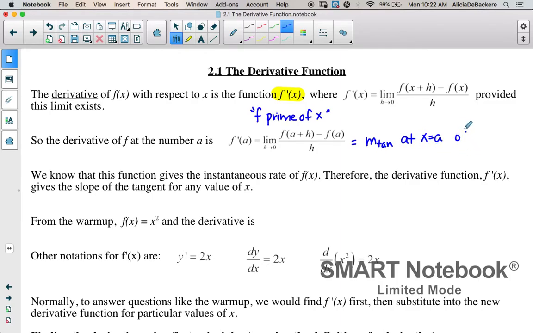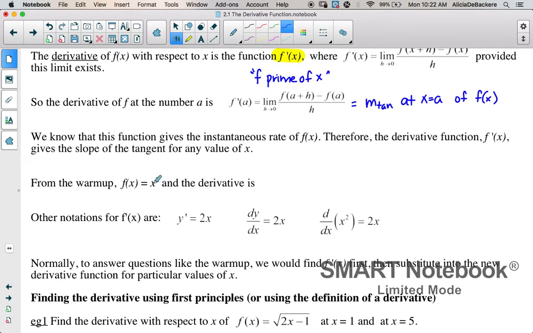So sometimes we would actually write the rate of change of f at x as well, which is kind of a long spiel that now we've shortened up. We know that this function gives the instantaneous rate of change of f at x. So therefore that derivative function f prime at x just gives the slope of the tangent for any value of x. So again, f prime at a is the same as the slope of the tangent at x equals a.